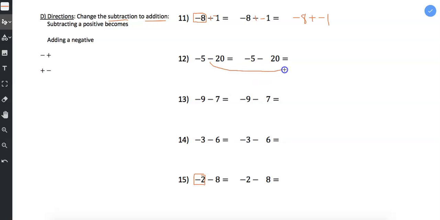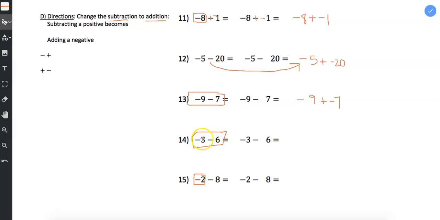I would love for you to be at the point where you can change negative 5 minus 20 directly to negative 5 plus a negative 20. Subtracting 20 is the same as adding a negative 20. All right, in this example, negative 9 minus 7 is the same as negative 9 plus a negative 7, because subtracting 7 is the same as adding a negative 7.